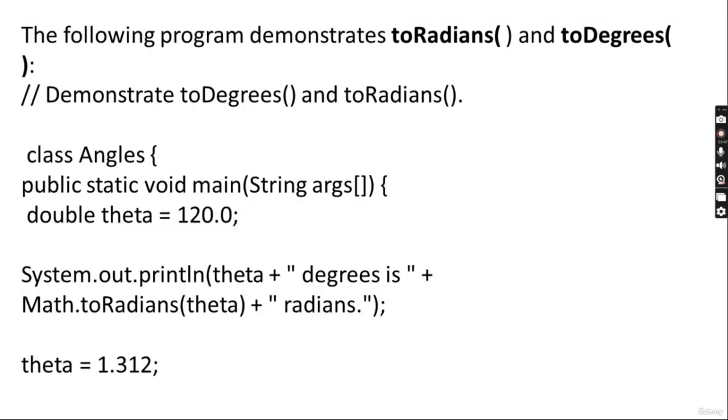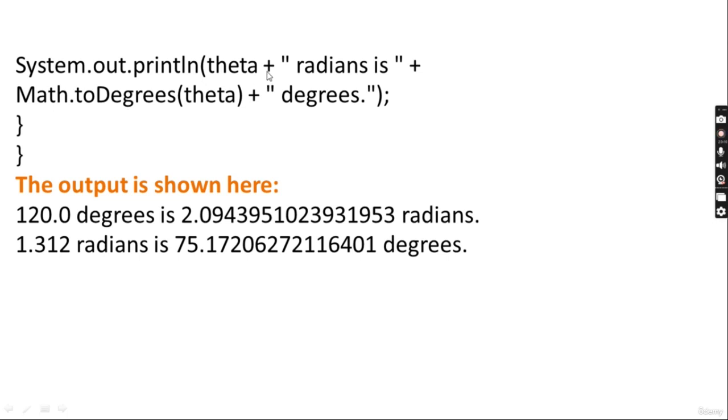The following program demonstrates toRadians and toDegrees. Here is a program. Class Angles, double theta = 120.0. thetaRadians is Math.toRadians(theta). Can you see how you are calling this function? Math.toRadians. Theta is equal to 1.312. And thetaDegrees is Math.toDegrees(thetaRadians). 120 degrees is this much in radians, and 1.312 radians is this much in degrees.